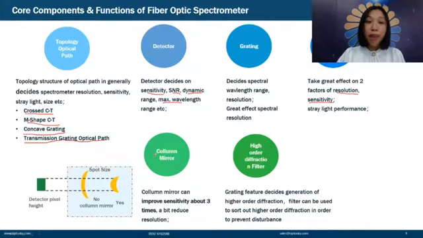And the fifth one is the cylindrical mirror. The cylindrical mirror can improve sensitivity about 3 times, although it can reduce the resolution a bit. In this sketch we can see the cylindrical mirror's working principle. This is the detector's head. It's just about 200 micrometers.